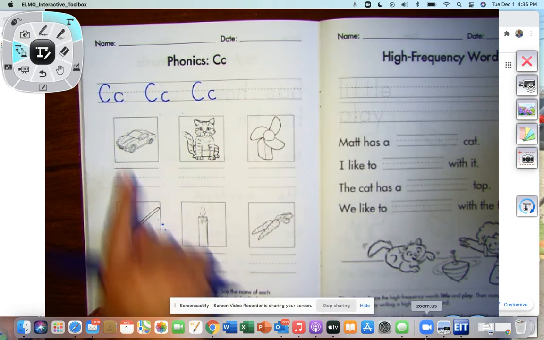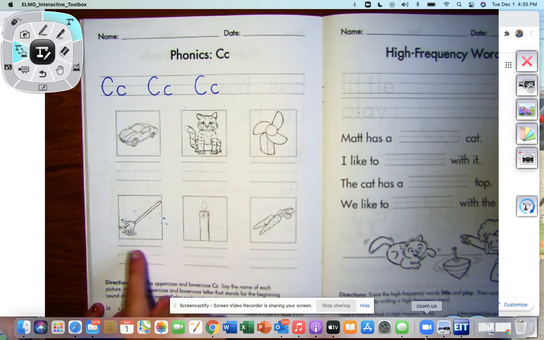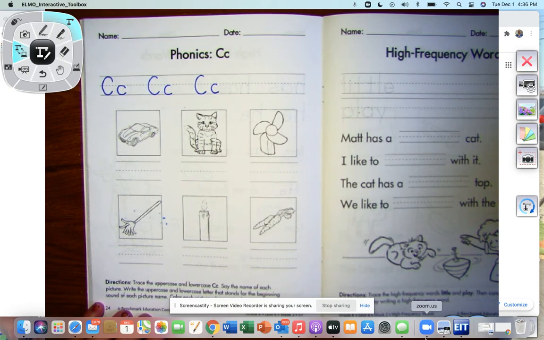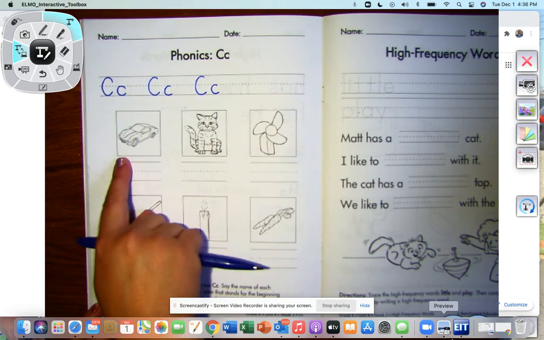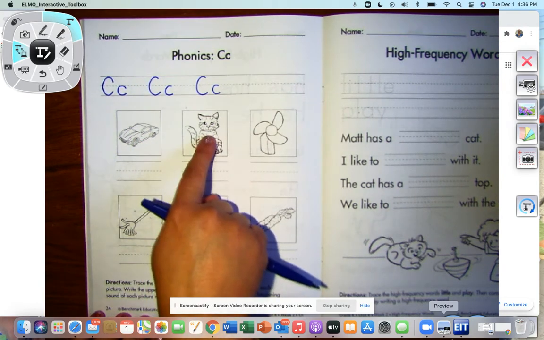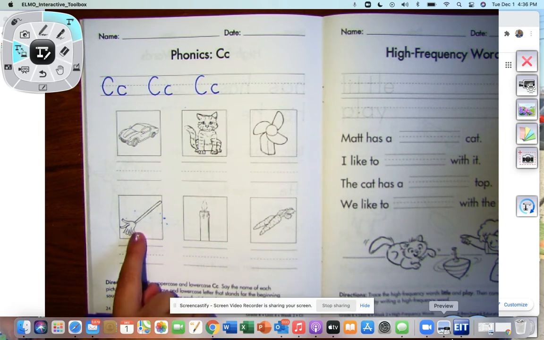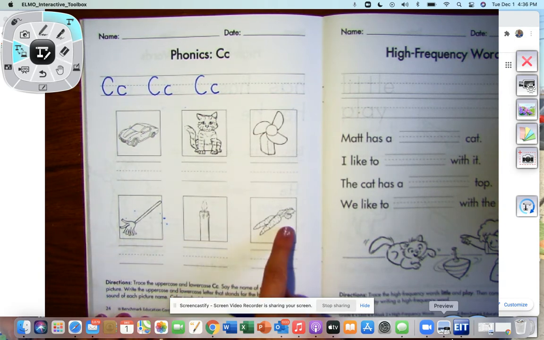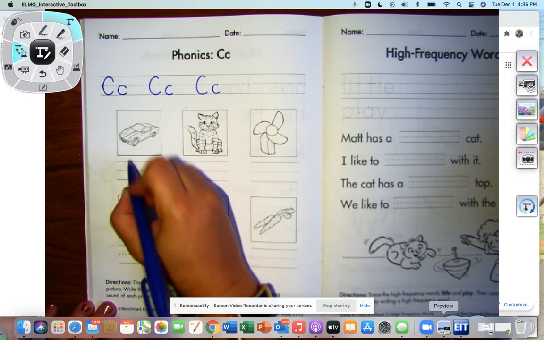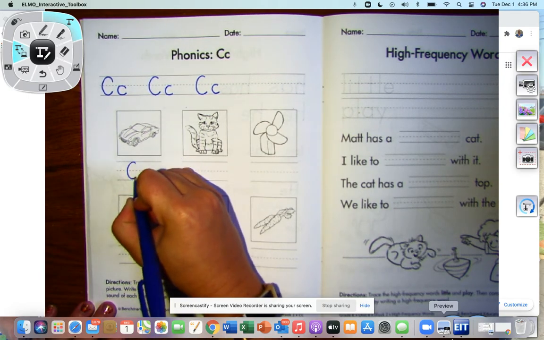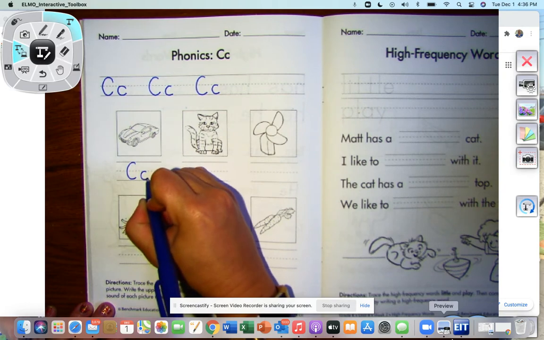So now down here you see that we have 6 pictures, and we have to write our capital C and lowercase c for the pictures that begin with the letter C. So let's look at the first one. Let's look at all the pictures. We have car, cat, fan, mop, candle, carrots. So right here we know car, that begins with the letter C. So we write our capital C and our lowercase c.